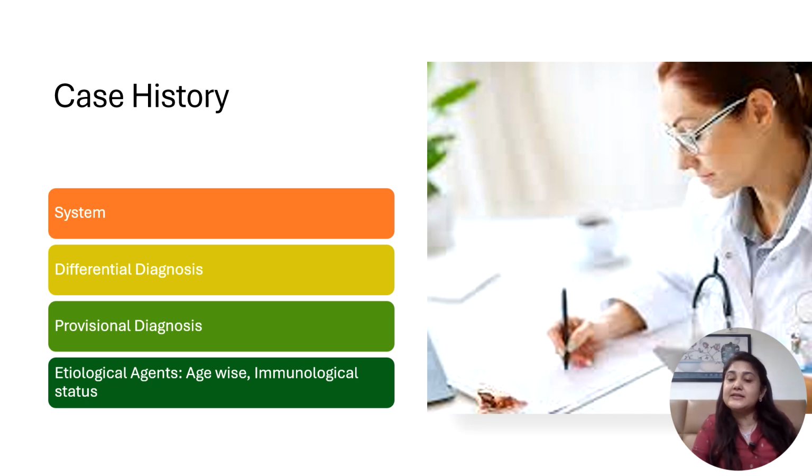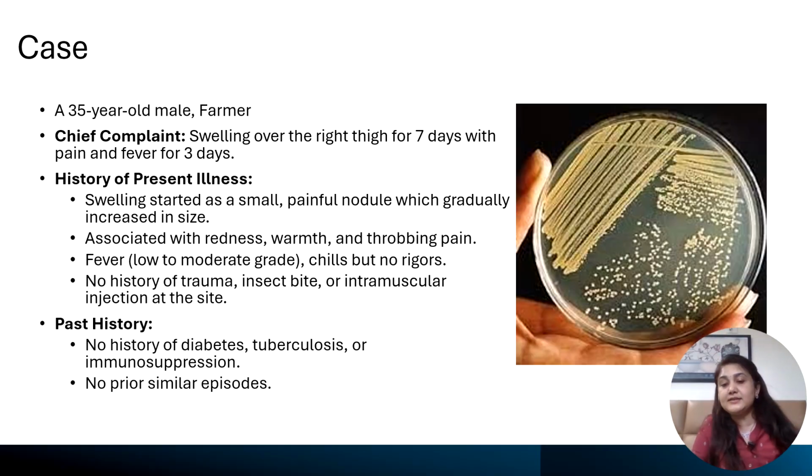Like we discussed in our long case, you will be getting a case history. Based on the case history, you first have to understand which system is affected, followed by keeping some differential diagnosis, then providing a provisional diagnosis. One should also understand the various etiological agents associated with this, age-wise or by immunological status. Let's understand it with the help of one case.